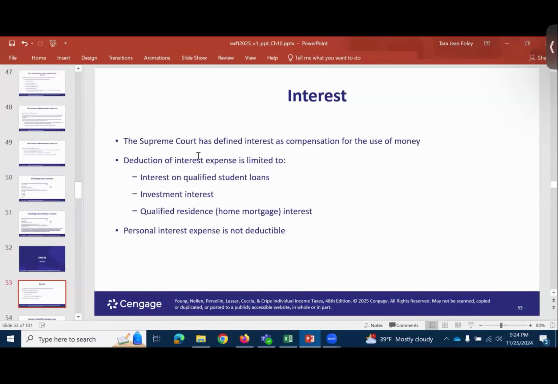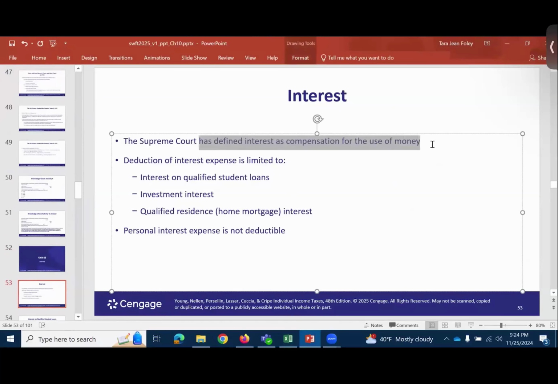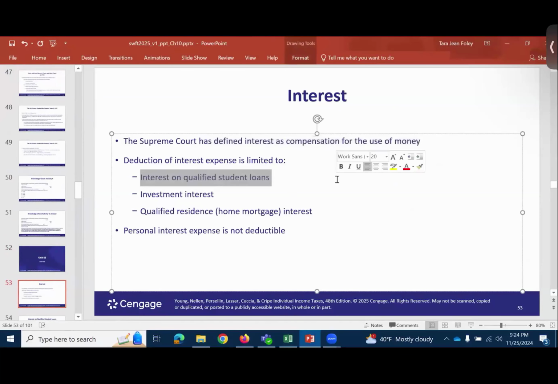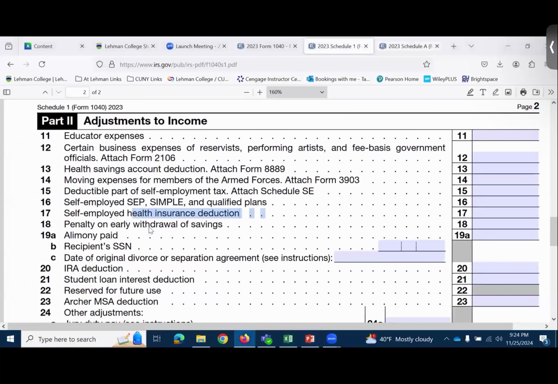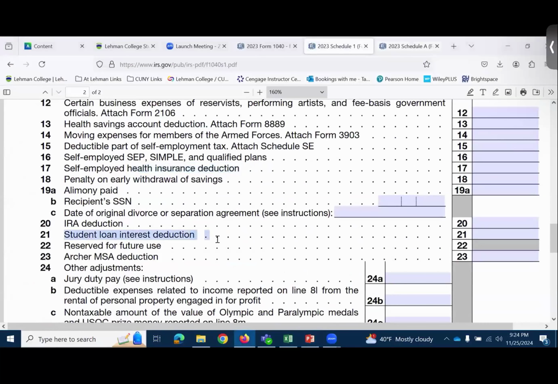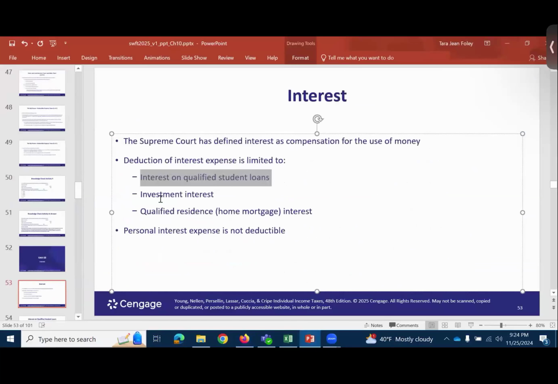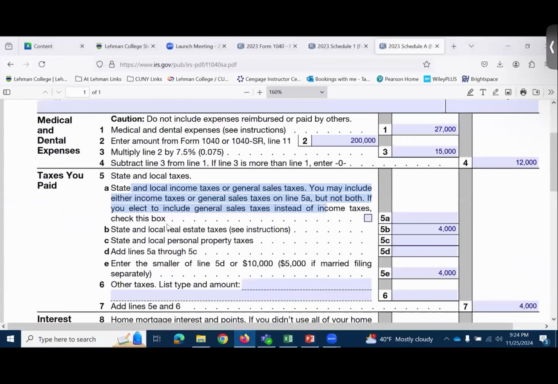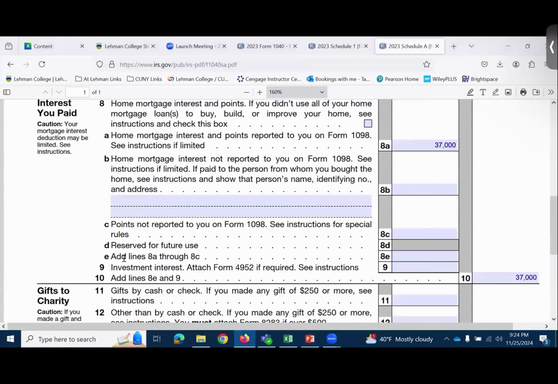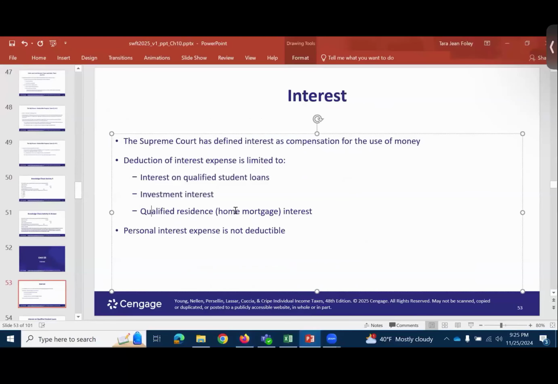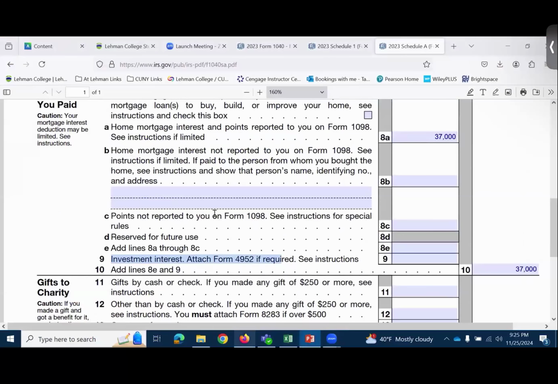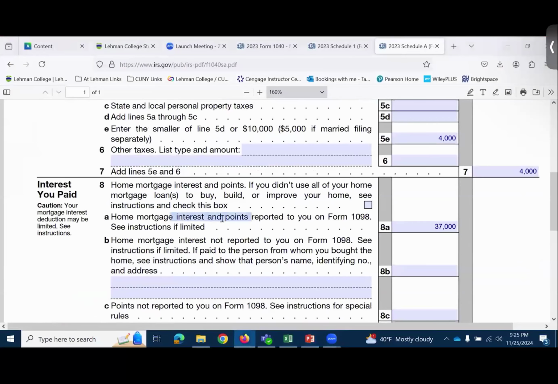Interest. Interest is compensation for the use of money. You have the interest on a qualified student loan. That's on your Schedule 1, student loan interest deduction, line 21. Your investment interest is on your Schedule A, and your qualified residence interest, which is your home mortgage interest and points.